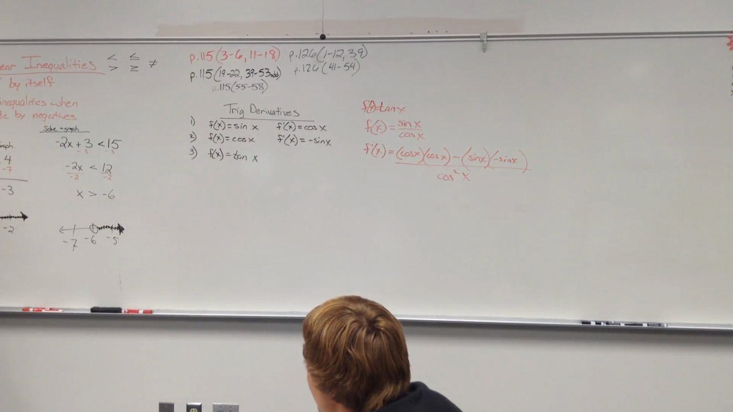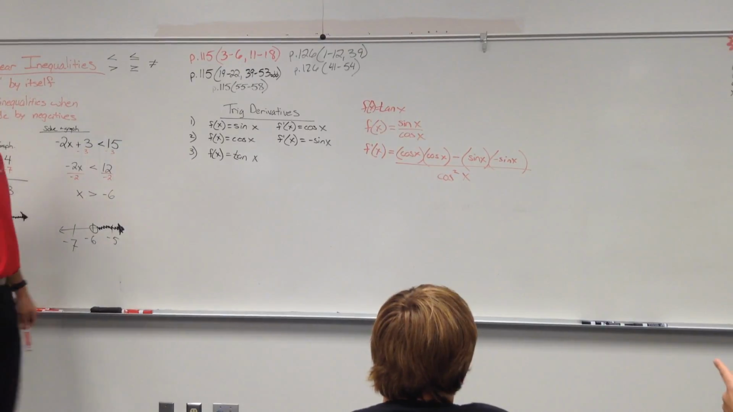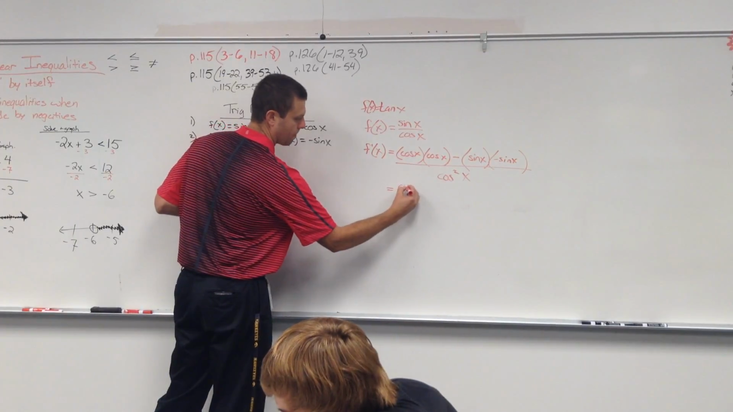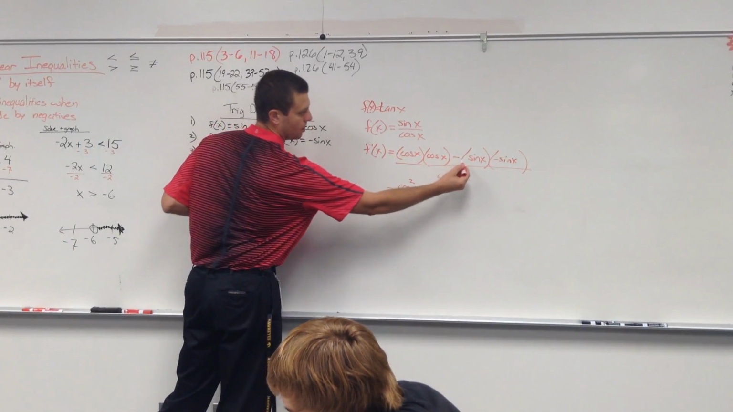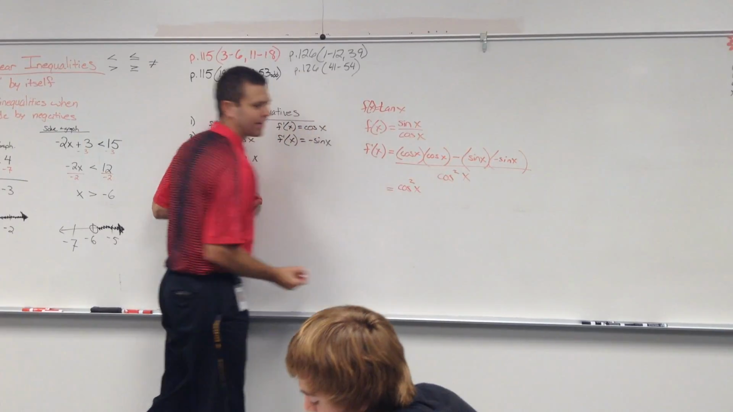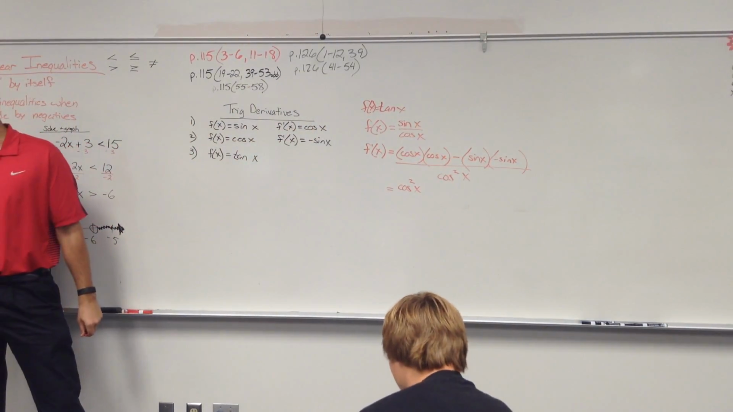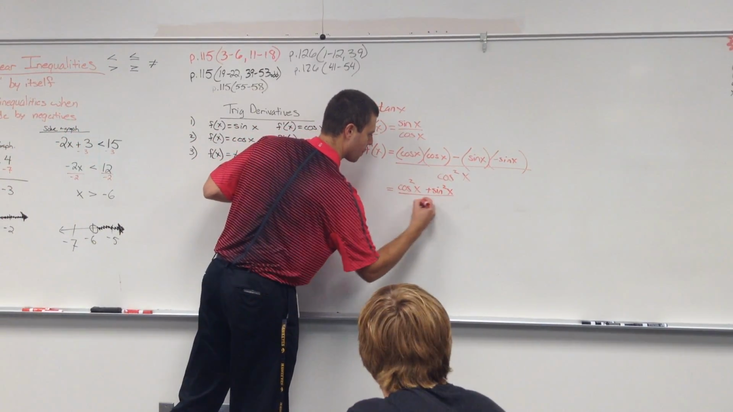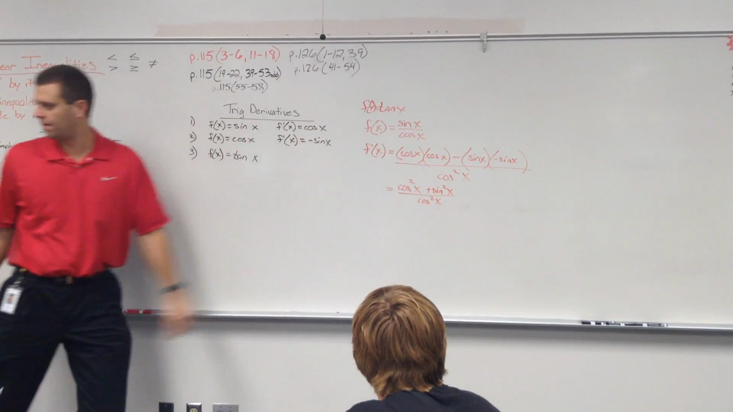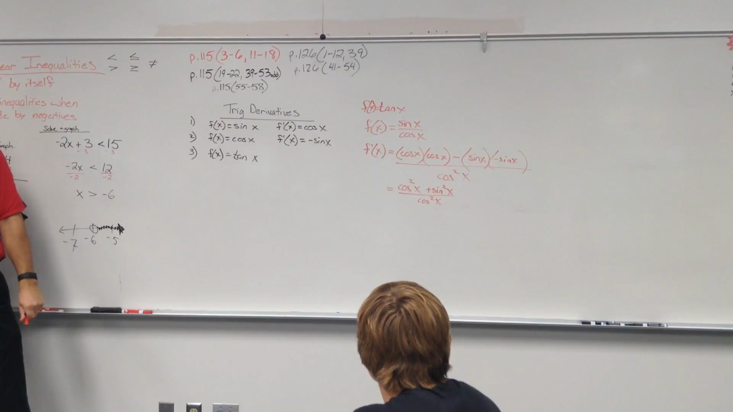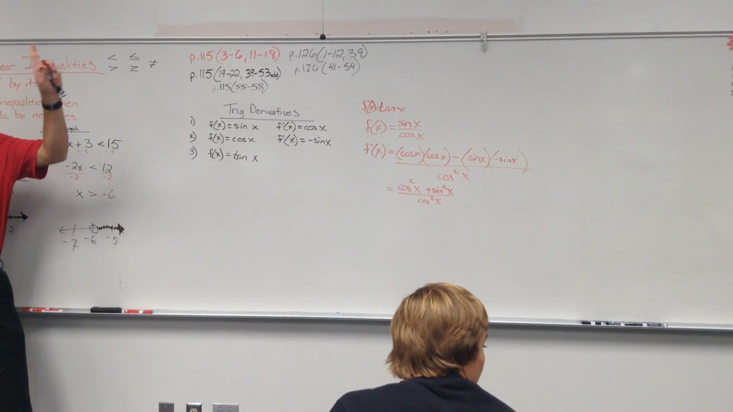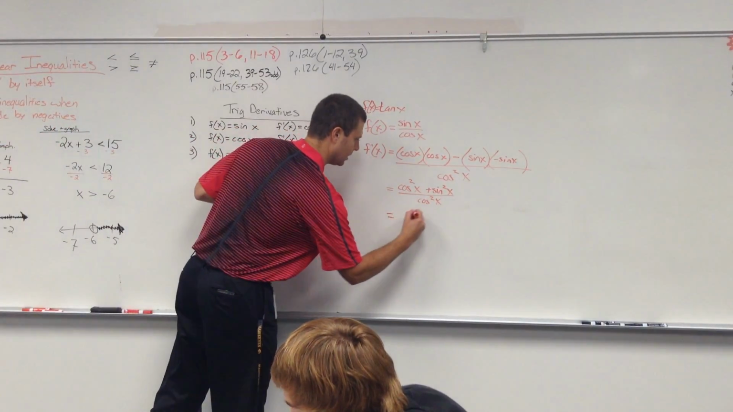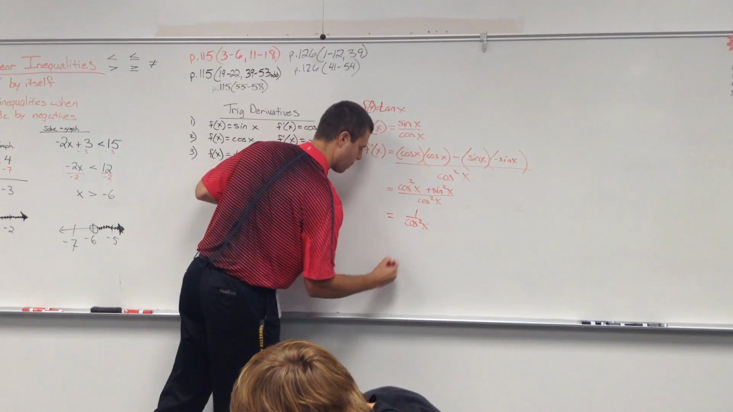Cosine times cosine, cosine squared x. Sine times negative sine, but then you're subtracting it, so plus sine squared. Caleb says, isn't that just 1 up top? And he's correct. Sine squared plus cosine squared always equals 1. That's one of your trig identities from advanced math. So 1 over cosine squared.